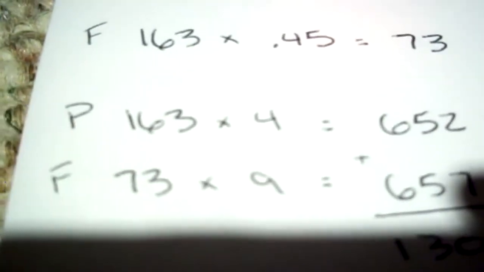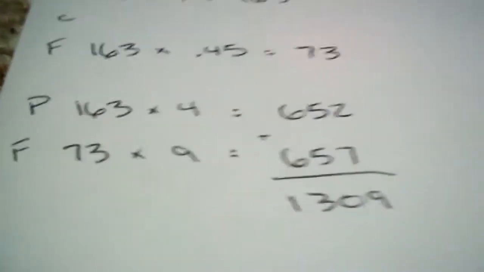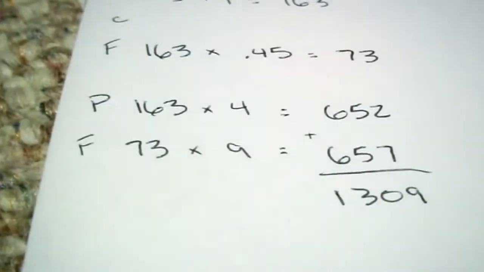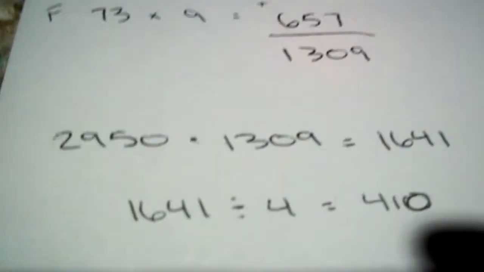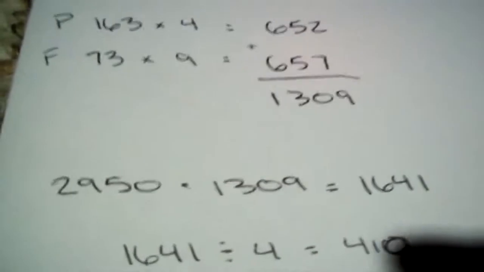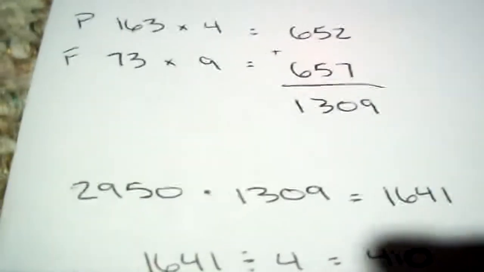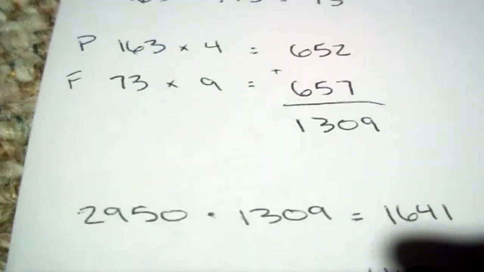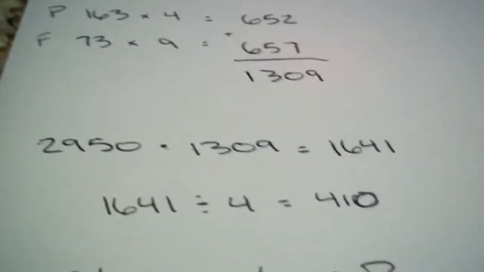And then we'll do the same thing that we did on the other side: multiply protein, 163 times 4, and then 73 times 9 for fat, and that'll give us 652 and 657. So we'll add those two up, giving us 1,309 calories. And then we'll come down here, and this person's caloric maintenance was 2,950, because we added the 250 to the 2,700. And then we will subtract 1,309 from 2,950 to get the calories that we're going to get our carbs from.